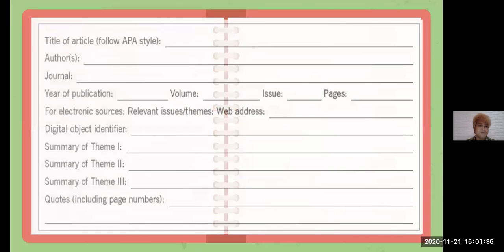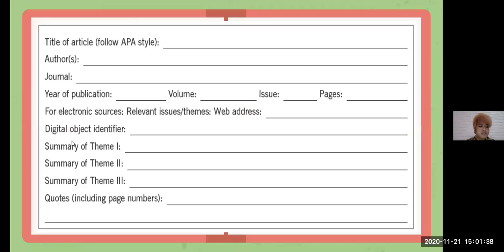So ito yung sinasabi ko sa inyo na pwede mong gawin sa theme sa yan. So may index card ka, title of article, author, journal, your publication. At the same time, para rin siyang reference card, no? Ng index card, kung madali mo na siyang mahanap, ito yung DOI or Digital Object Identifier, summary theme 1, summary of theme number 2, theme 3, etc., etc. Okay?